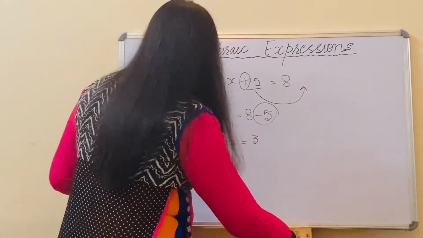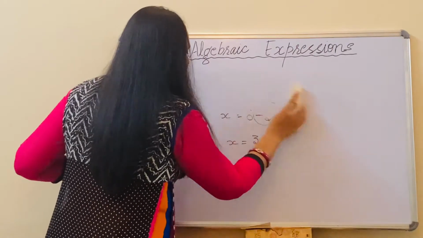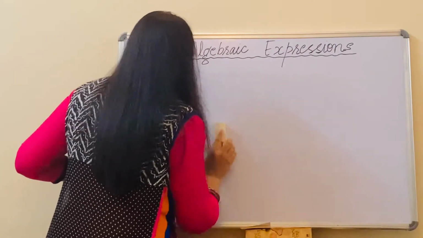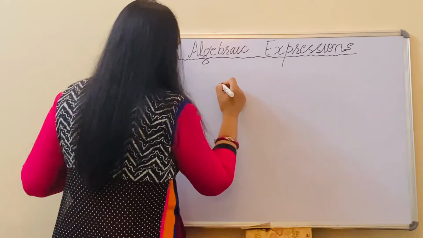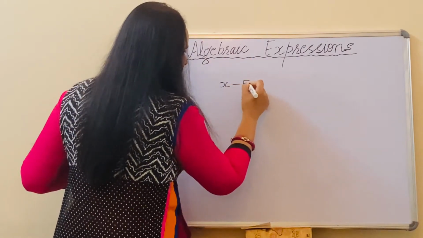The other thing we have to keep in mind is when it is negative, means on the left hand side the number is negative, x minus 5.